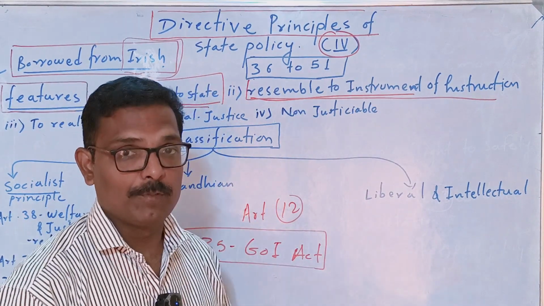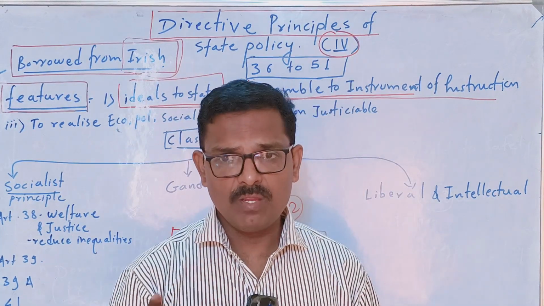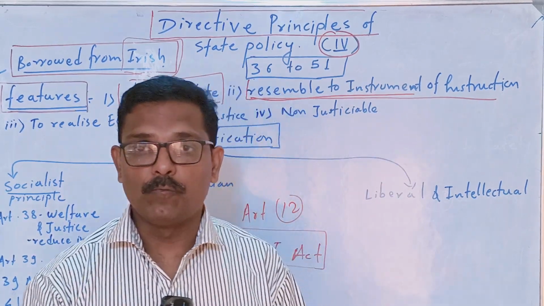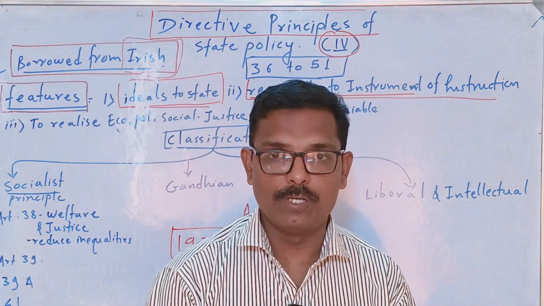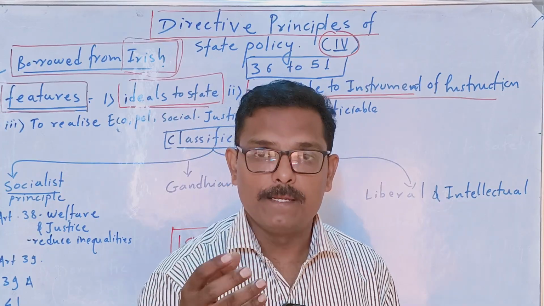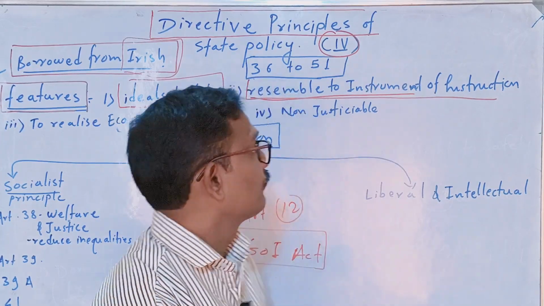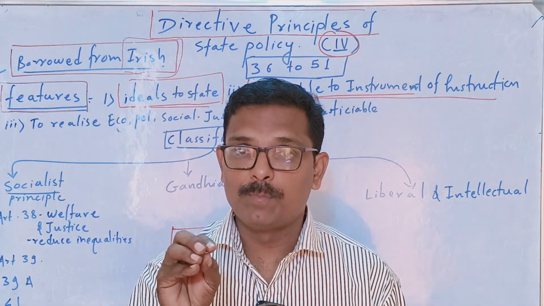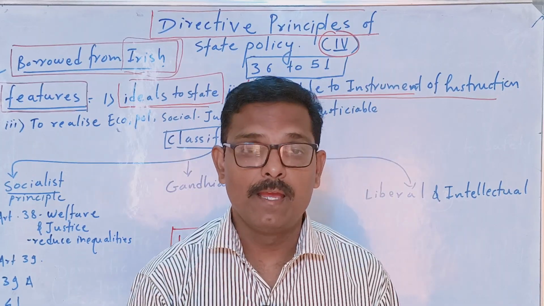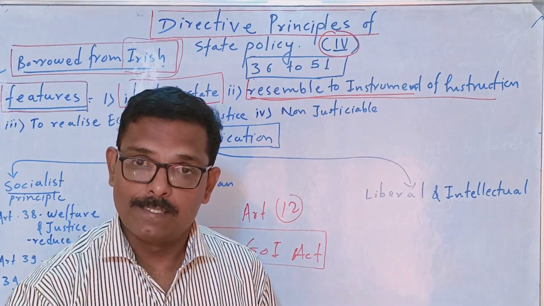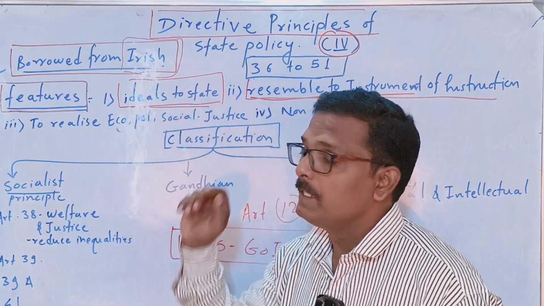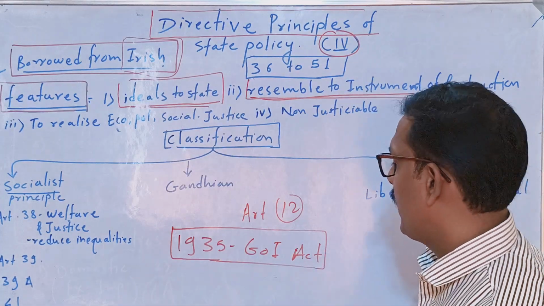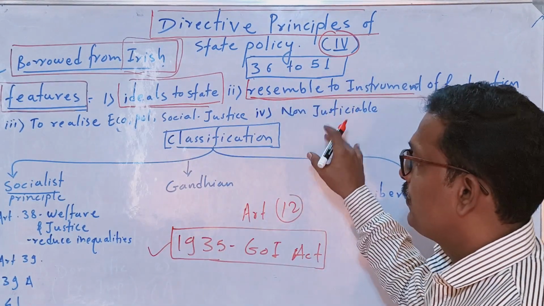In the words of Dr. Babasaheb Ambedkar, it resembles the instrument of instructions, but we have just changed the name. Instead of instrument of instructions, we use directive principles of state policy, but the works and features which are in the 1935 instrument of instructions, the same kind of principles are found in the DPSP. So again, the 1935 Government of India Act is one of the important origins for the DPSP.